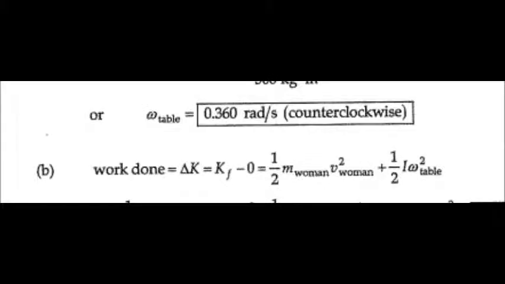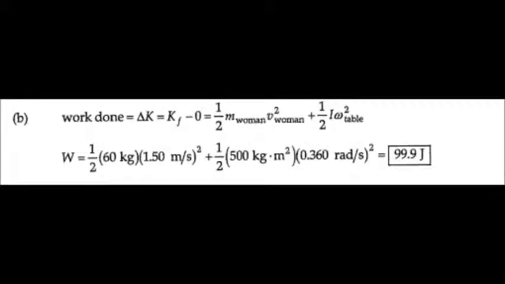To solve part B, we use the work-kinetic energy theorem. The work done is equal to the change in kinetic energy, which is equal to the final kinetic energy minus the initial kinetic energy, which is 0 in this case because the turntable starts off at rest. Rewriting the final kinetic energy, we get 1/2 mass of the woman times the velocity of the woman squared plus 1/2 moment of inertia times angular velocity squared of the table. This is the final kinetic energy of the entire system.